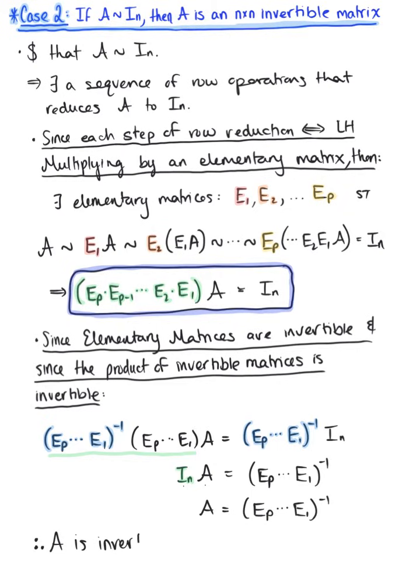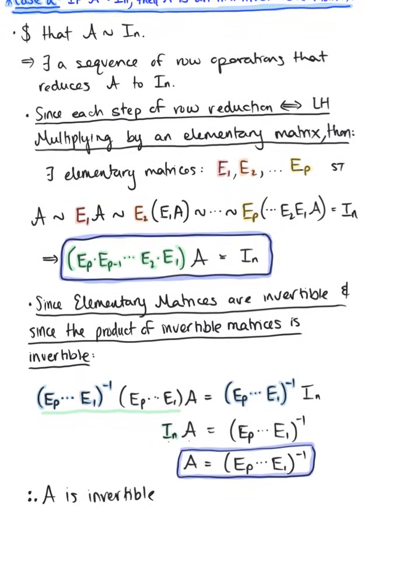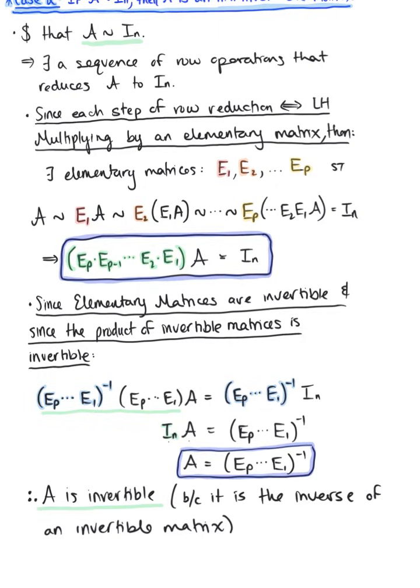Woohoo! And this is invertible because it is the inverse of an invertible matrix. So matrix A is invertible, and that is because it is the inverse of an invertible matrix. So we have shown here that if matrix A is row equivalent to the n by n identity matrix, then matrix A is an n by n invertible matrix.